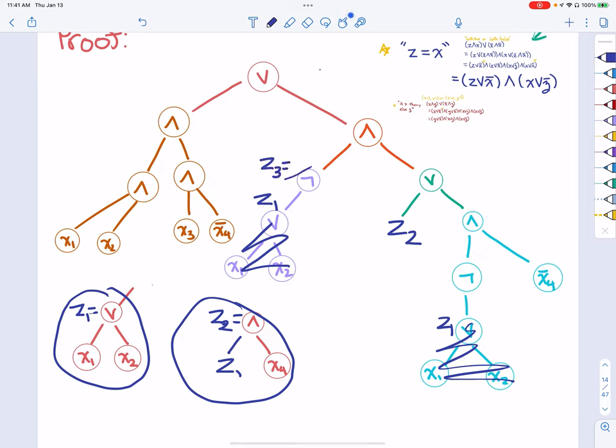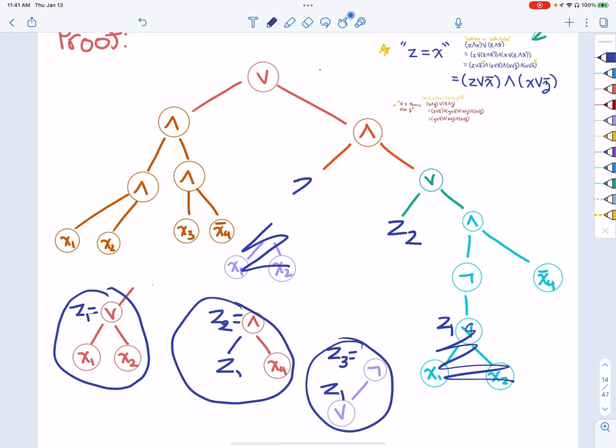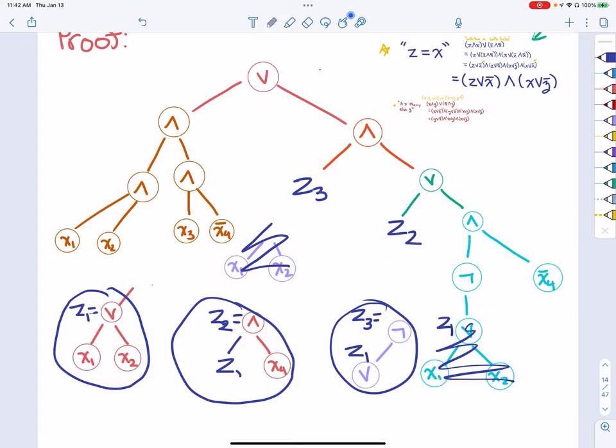Z3 is equal to something like this. Okay. Drop that down here. So we can just keep nibbling off subtrees and introducing variables. And then say we still have to satisfy everything at the end. So these clauses for the equality will be connected by an AND. We'll have a formula that says Z2 has to be equal to Z1 and X4, and it'll be a bunch of ANDs around it.